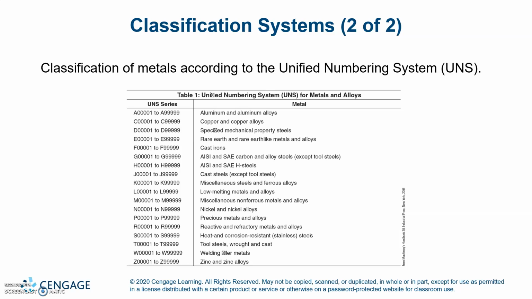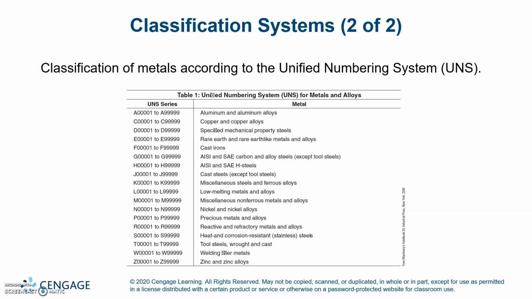H is AISI and SAE H steels. J is cast steels except tool steels. K is miscellaneous steels and ferrous alloys. L is low melting metals and alloys. M, miscellaneous non-ferrous metals and alloys. N, nickel and nickel alloys.